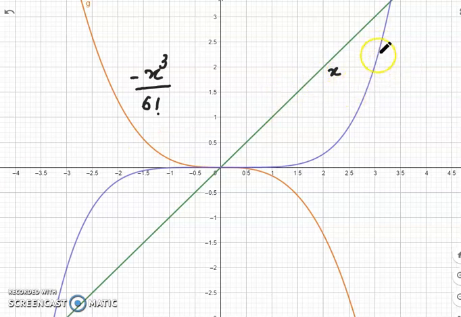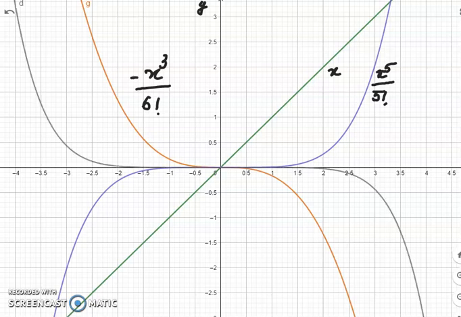So we can represent the function in terms of x. This is x axis, and this is y axis. So this we can represent as x power 5 divided by 5 factorial. Now I am going to add one more function, x power 7 divided by 7 factorial.